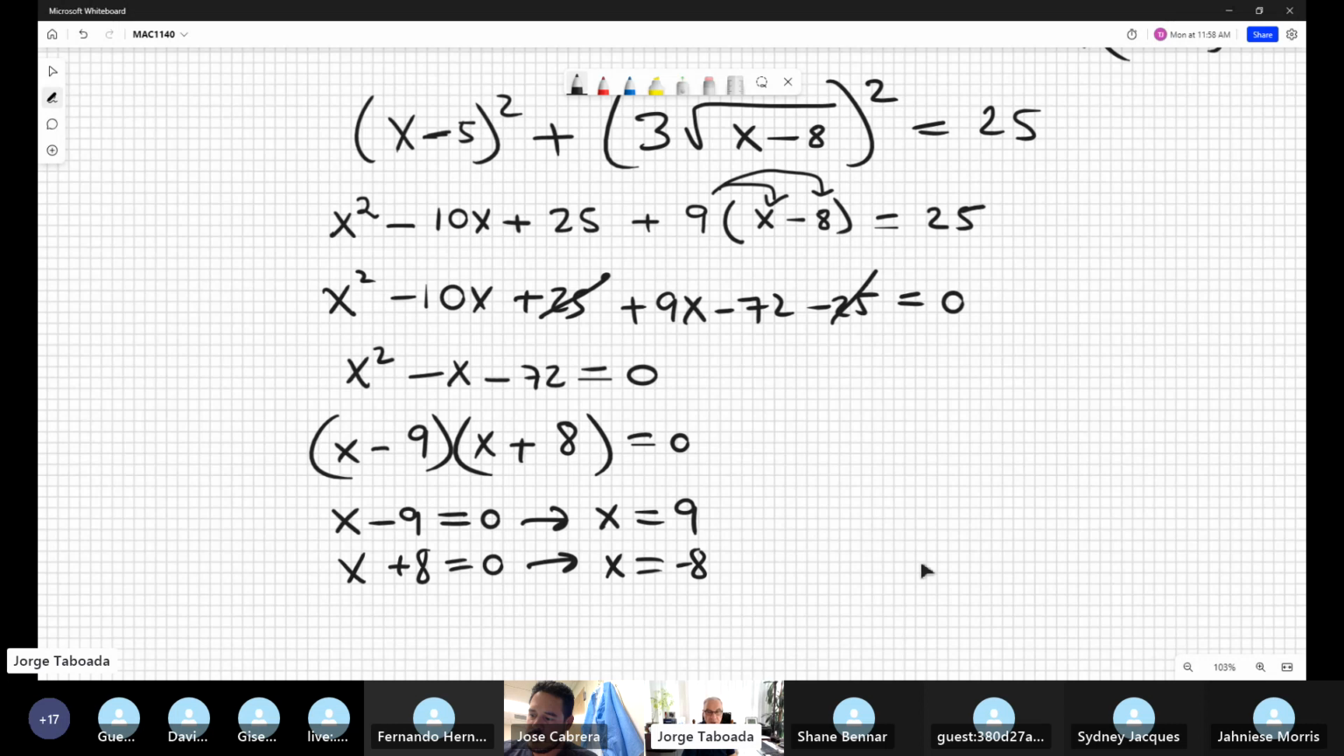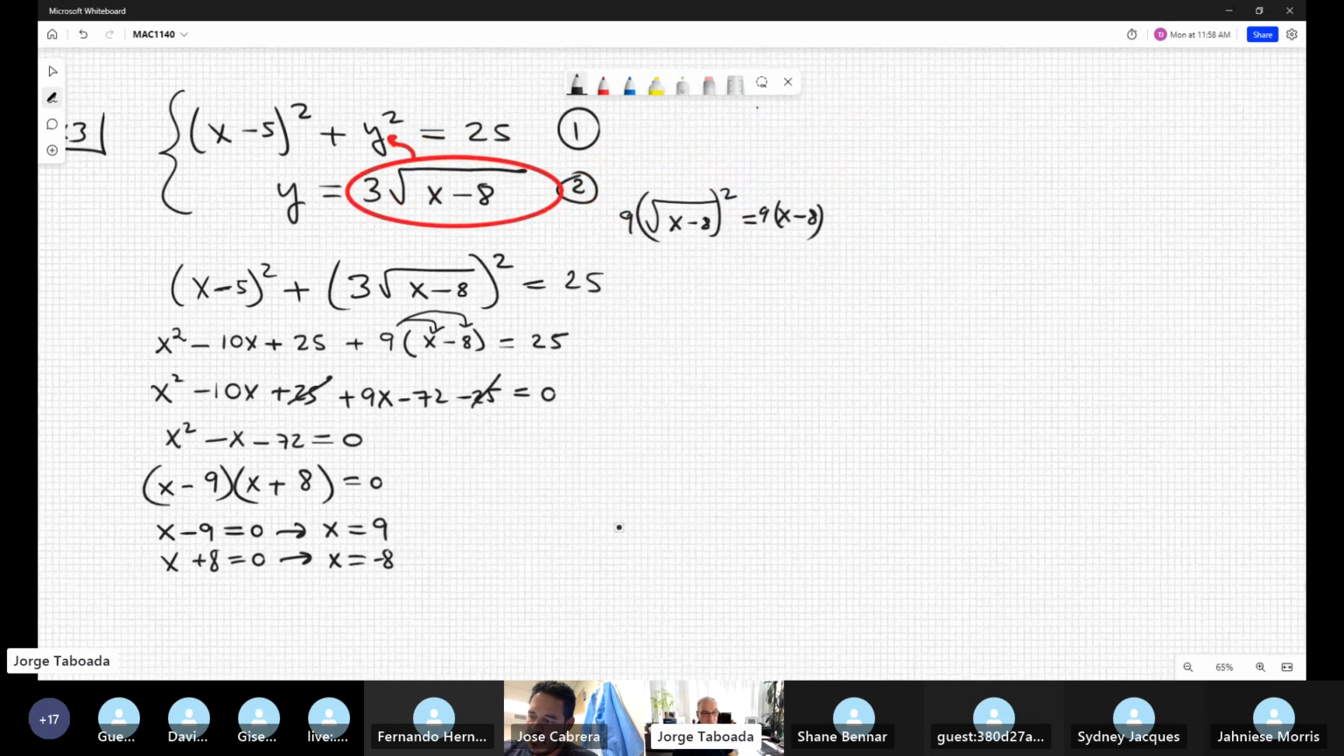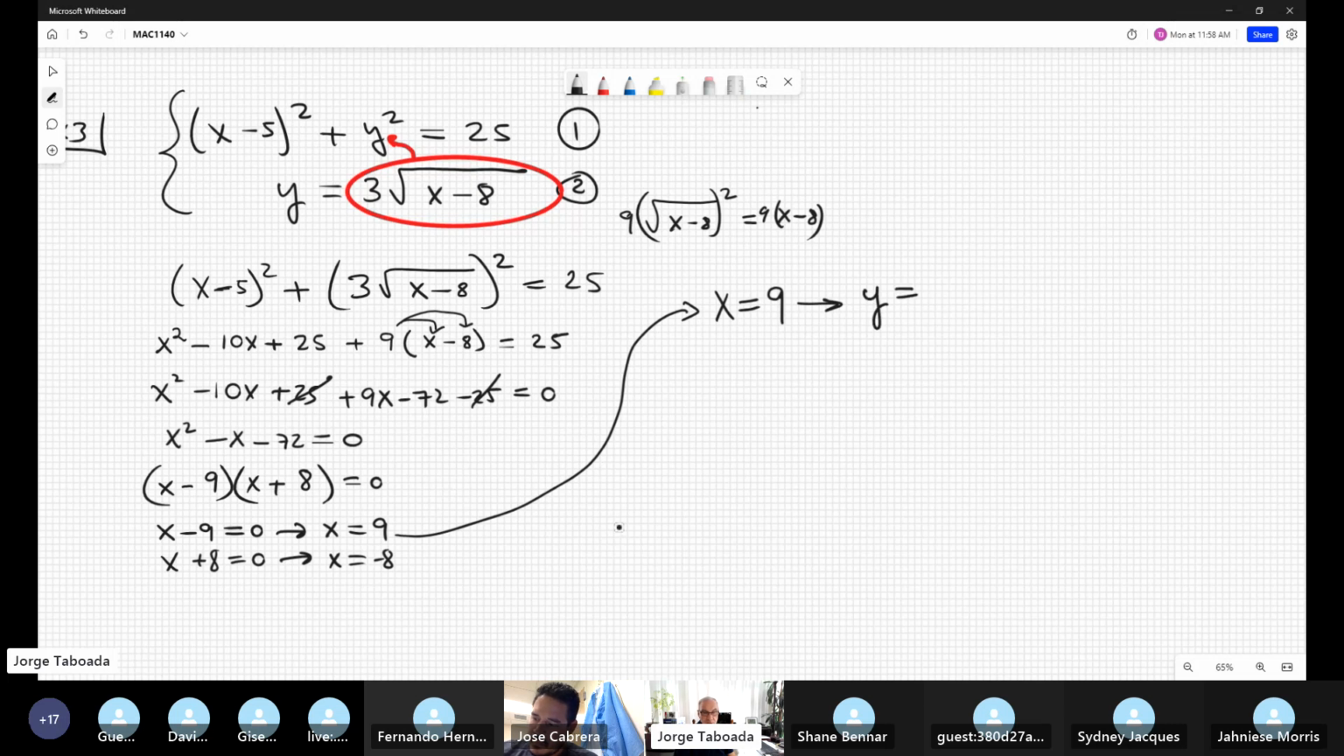Okay, cool. Now I want to find the y value. To find the y value, you take x equal 9 and substitute in equation 2, which is y equals 3 times the square root of 9 minus 8. And 9 minus 8 is 1, and the square root of 1 is 1, and 1 times 3 is 3. Therefore, my solution is (9,3).